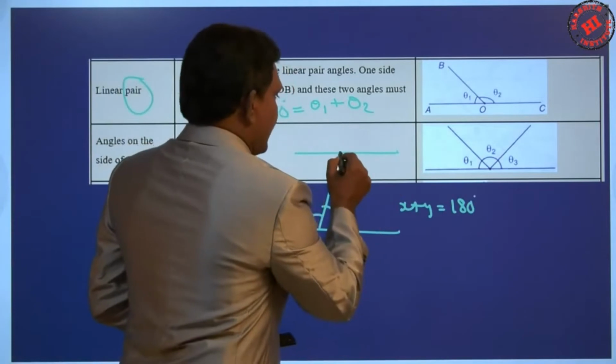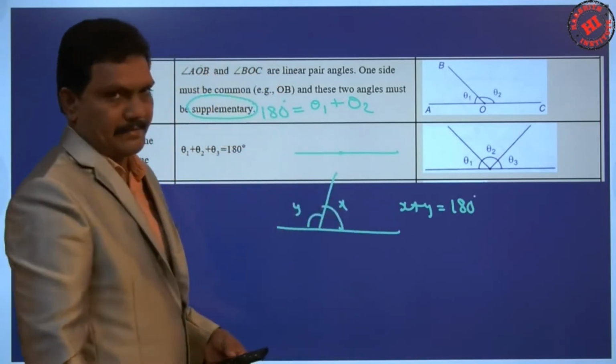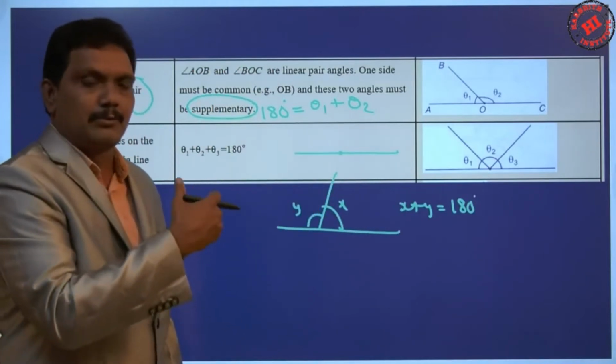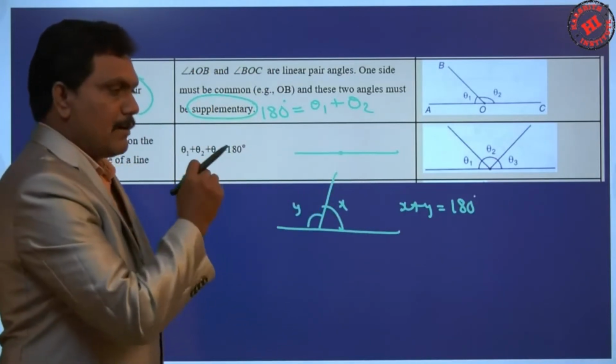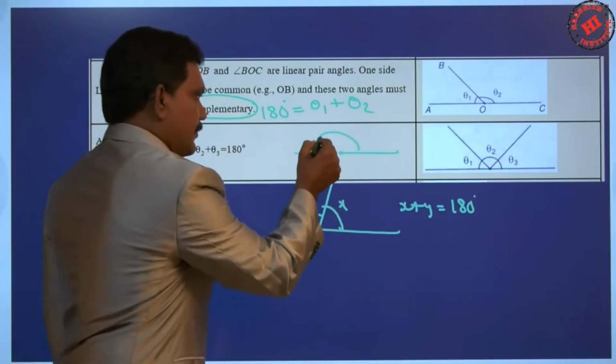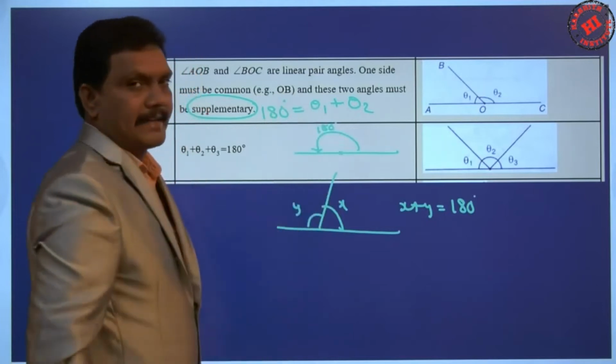Sum of all angles on one side of the straight line. It may be 2 or 3 or 5. However, sum of all angles on one side of the straight line is 180 degrees. Therefore, this is 180 degrees.